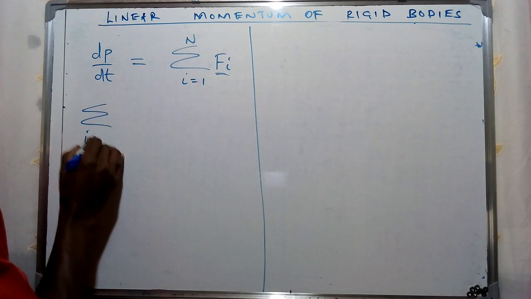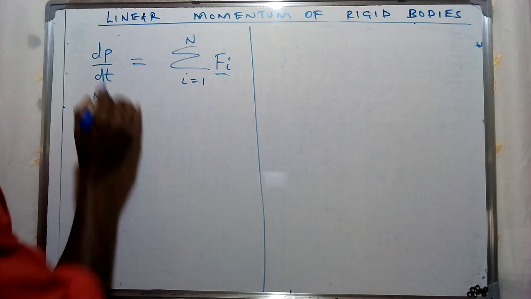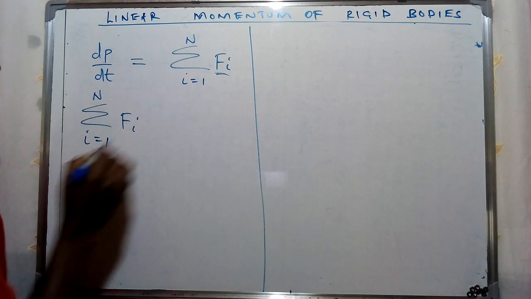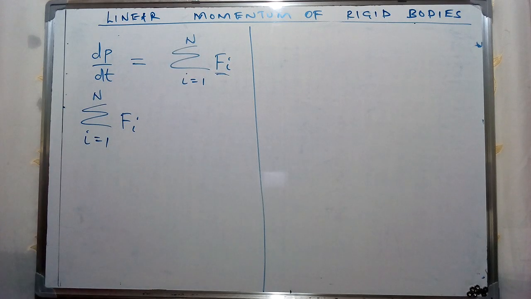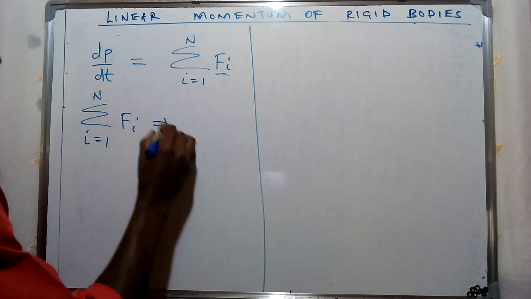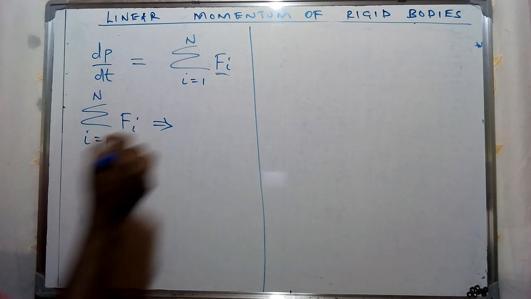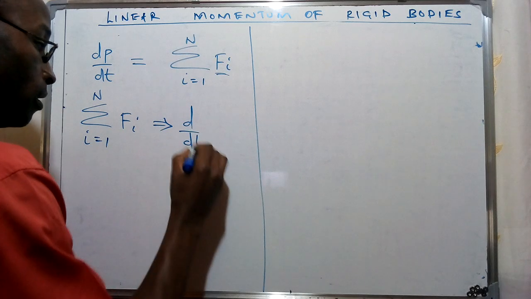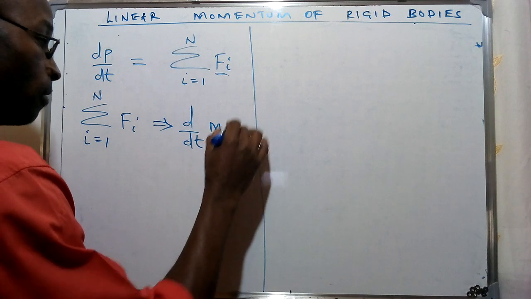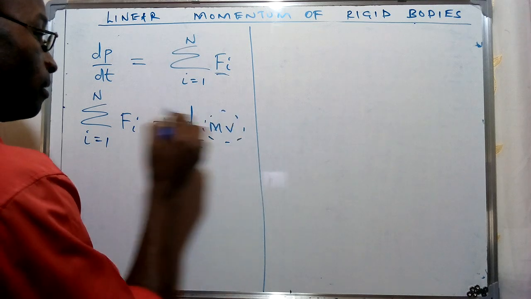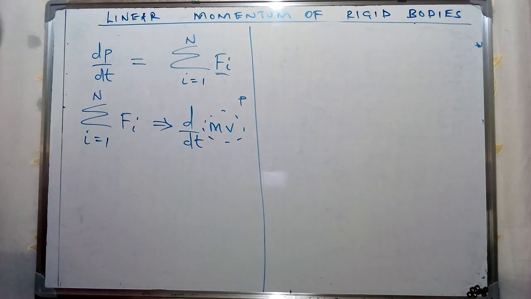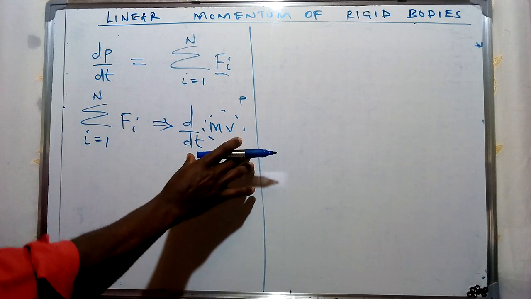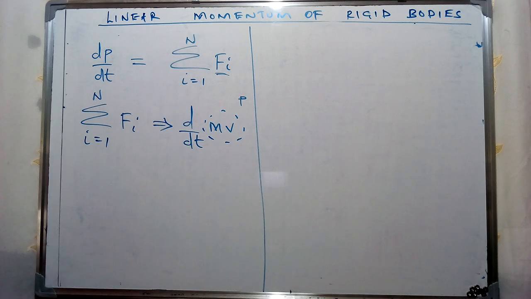Therefore, implying that this specific rate of change, which is equivalent to the summation of all the external forces, we can give in terms of the first derivative with respect to time of this product mv, whereby mv is going to depict the concept of momentum. So in this case, this is going to give us a direct relationship between this and these forces.